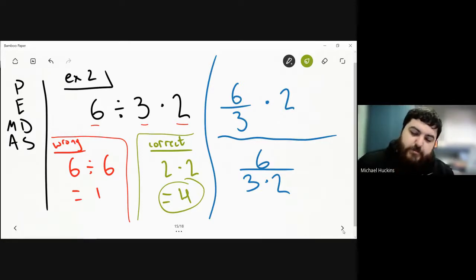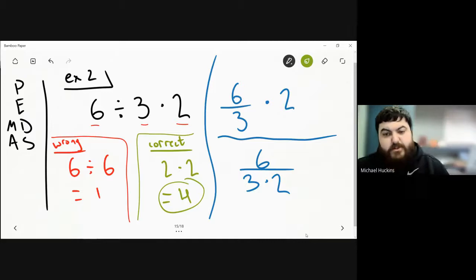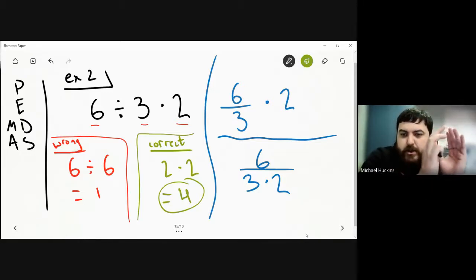The reason I prefer the fraction notation, and will be using that, is because it more clearly shows what order you should use without any ambiguity at all. So see on the right, I have 6 divided by 3 times 2. It's very clear it's 6 divided by 3 first. That's in its own area.